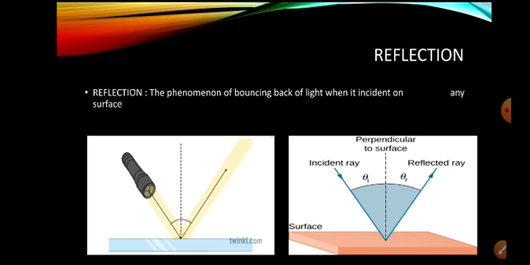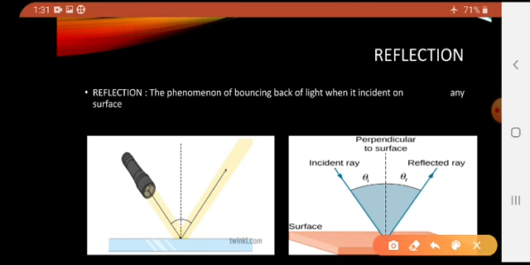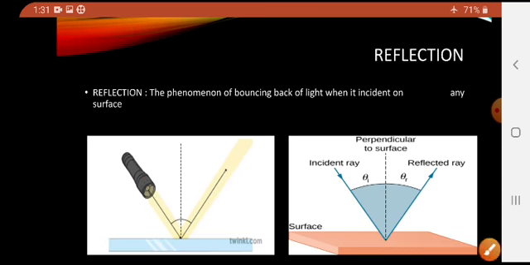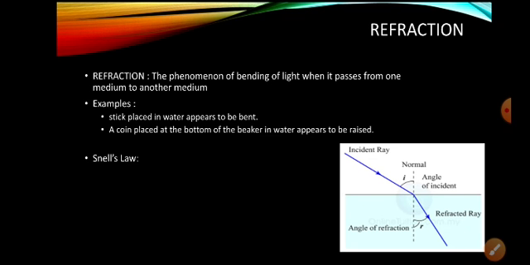Next point: when a ray is incident on any surface, some of the ray bounces back and some of the ray enters into the other medium. When it enters into the other medium, it bends and moves in the other medium. The phenomenon of bending of light when it passes from one medium to another medium is called refraction.